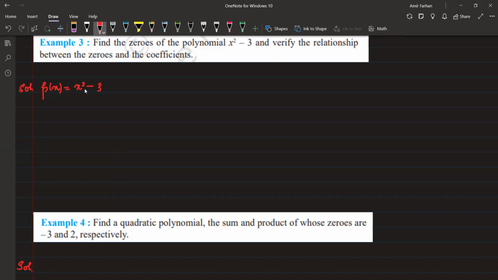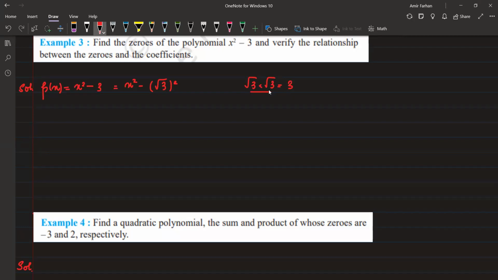So now can I write this thing as x square minus root 3 square? Yes or no, Gianna and Ifra? Yes, sir. So root 3 into root 3 is what? Three. What is root 3 into root 3? 3, na? So yes, basically it's nothing but the square of root 3, multiplying the number with itself.